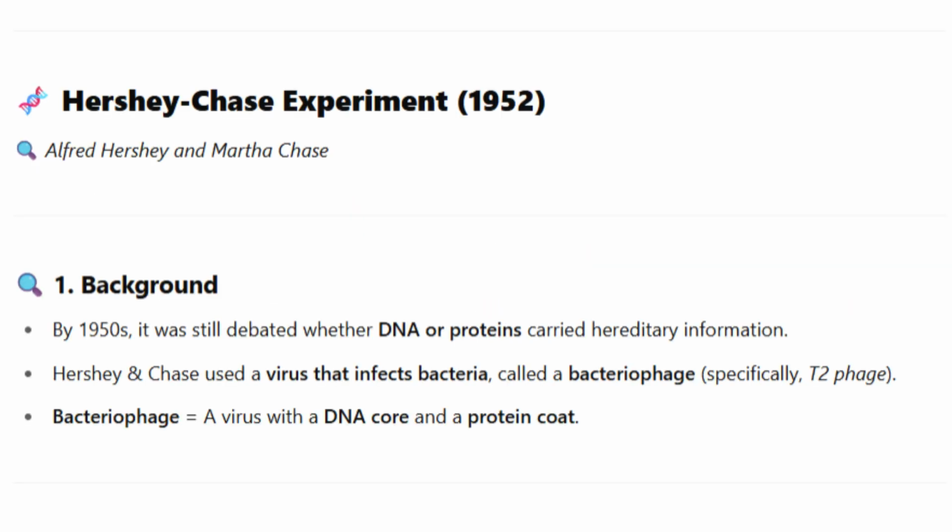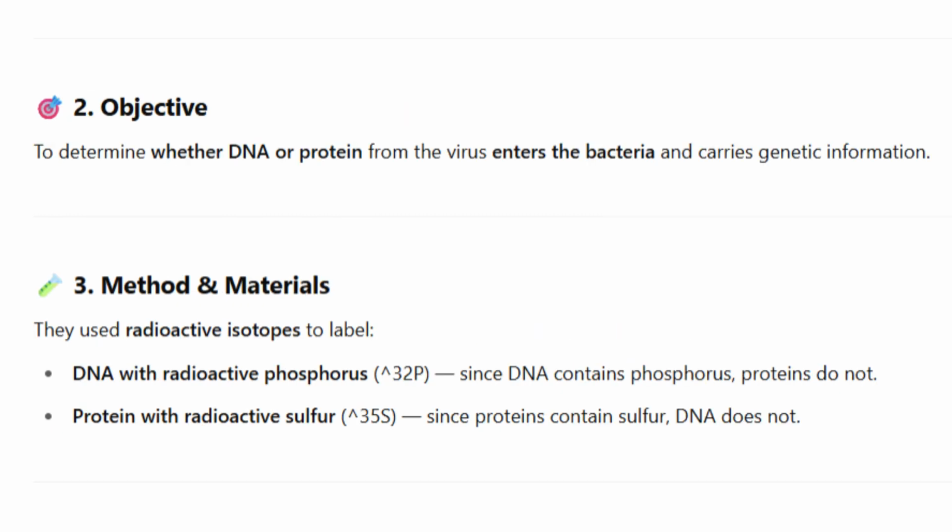Hershey-Chase experiment, 1952. Alfred Hershey and Martha Chase. 1. Background. By the 1950s, it was still debated whether DNA or proteins carried hereditary information. Hershey and Chase used a virus that infects bacteria, called a bacteriophage, specifically T2 phage. Bacteriophage equals a virus with a DNA core and a protein coat. 2. Objective. To determine whether DNA or protein from the virus enters the bacteria and carries genetic information.